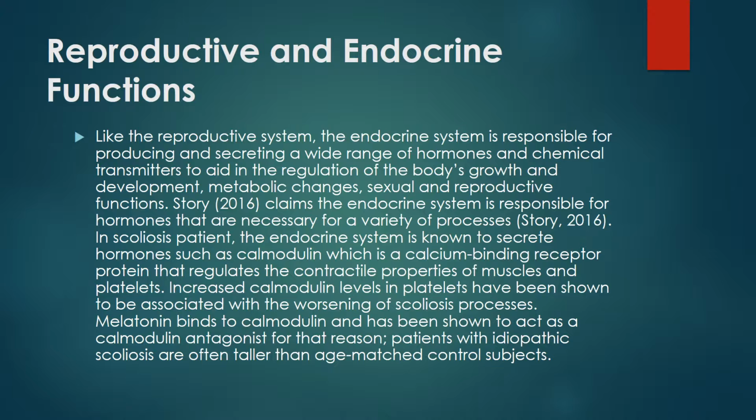In scoliosis patients, the endocrine system is known to secrete hormones such as calmodulin, which is a calcium-binding receptor protein that regulates the contractile properties of muscles and platelets. Increased calmodulin levels in platelets have been shown to be associated with worsening of scoliosis processes. Melatonin binds to calmodulin and has been shown to act as a calmodulin antagonist for that reason. Patients with idiopathic scoliosis are often taller than age-matched control subjects.